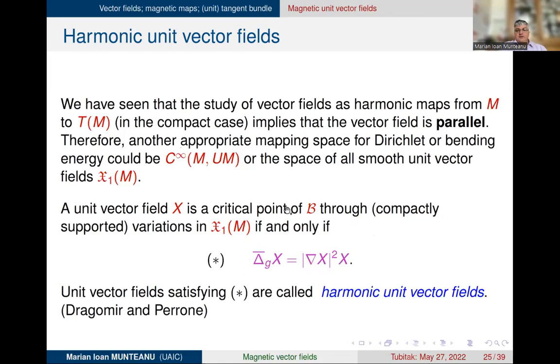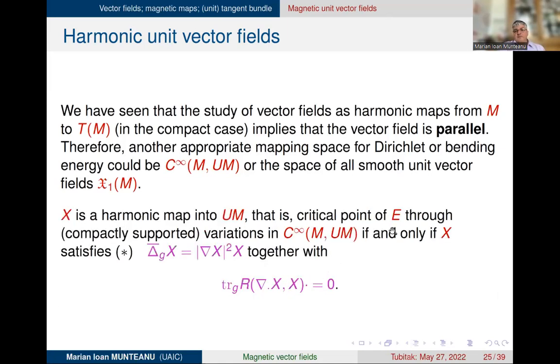Okay, so for harmonic unit vector fields, if we make the variation through all maps, the vector field should be parallel. Therefore, the good definition for a harmonic unit vector field is to make the variation through unit vector fields. Okay, so not through all maps, but through maps that are unit vector fields. And if you compute, you obtain this one. The rough Laplacian here is the norm of the covariant derivative. And so the rough Laplacian of X is parallel to X with this factor.